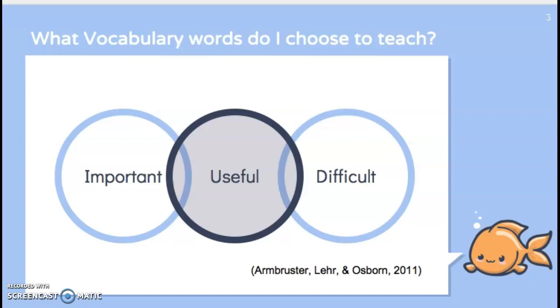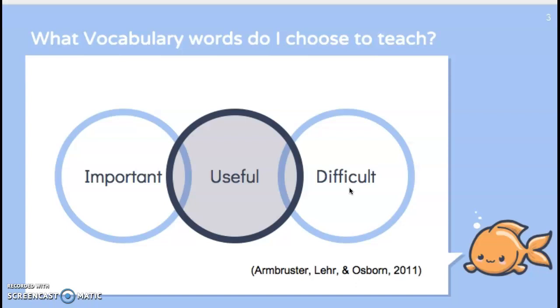Well, researchers have recommended you pick those important, useful, and difficult words. So, what do I mean by that? Useful words are those high frequency words that students might encounter in multiple texts. Important words are words that a student needs to know to understand the text that they're reading, the text that you are having them read. And difficult words are those words that might have multiple meanings.